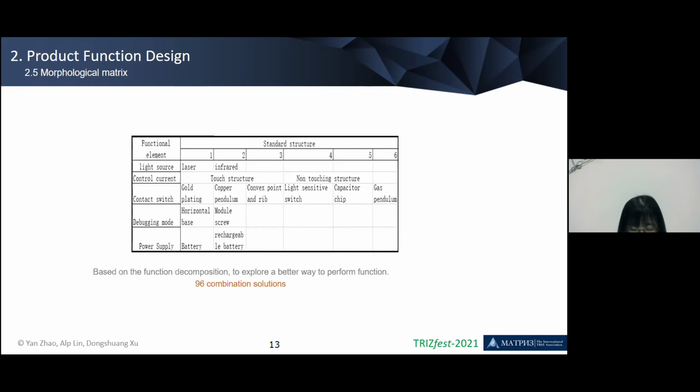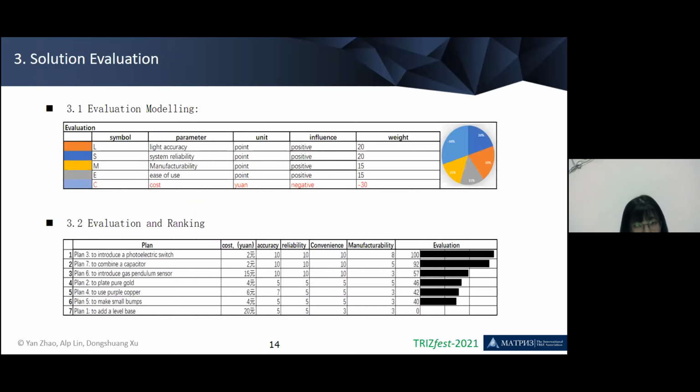But here in this project, we only focus on the solutions that can meet our needs. So we established the evaluation model, and we ranked these 7 solutions. We can see in this chart, the third plan got the highest score. So we thought the third plan is the best solution here.